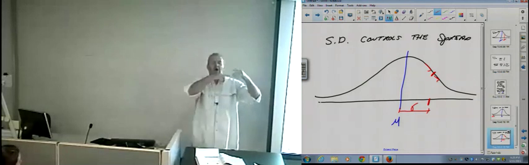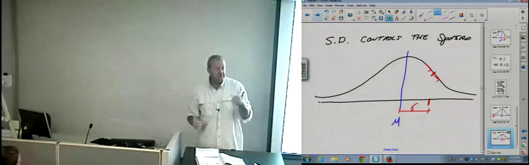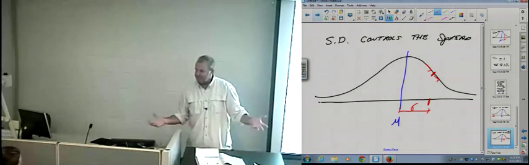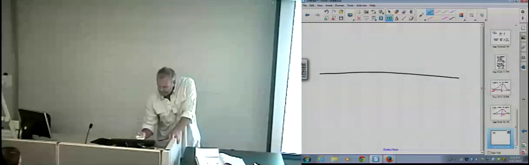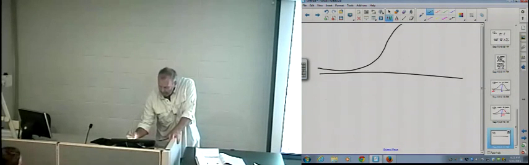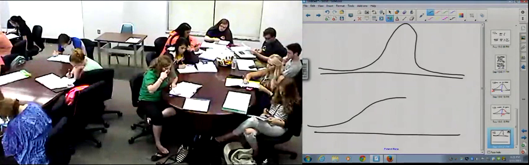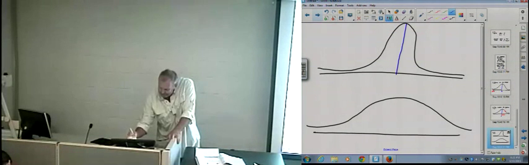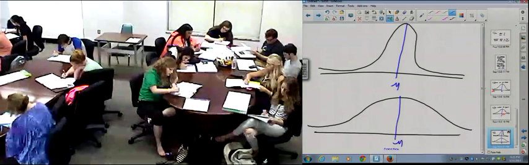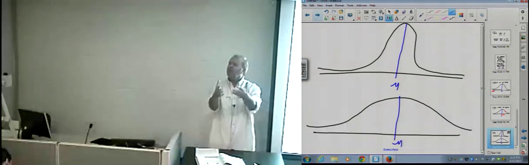The smaller, the taller your peak is. The taller your hump is. The larger, the flatter it is. Are they still symmetric, single-peaked, and bell-shaped? Yeah. Okay, let's do this. I'm going to draw you one here. I'm going to draw you another one down here. They both have the same mean. Okay? What's the area under both of them? Which one has the larger standard deviation? Which one has the more spread about the mean?